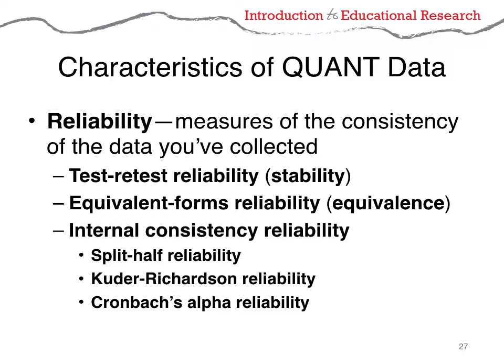There are other types of reliability. I have colleagues who specialize in some of this with survey research and questions and scales. Internal consistency reliability, split-half, Kuder-Richardson, and Cronbach's alpha are all examples of that.